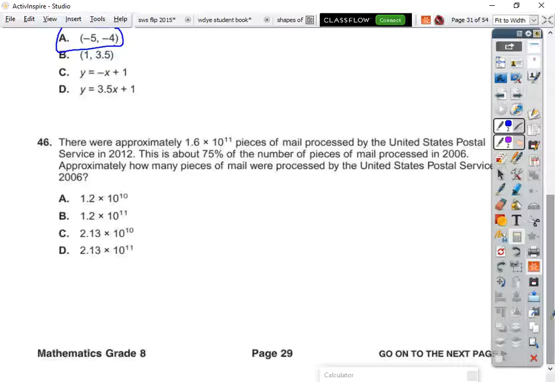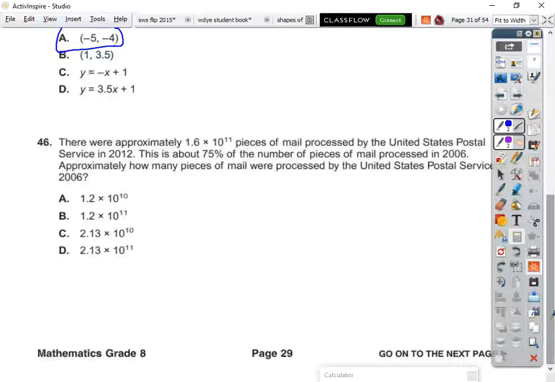There were approximately 1.6 times 10 to the 11th pieces of mail processed in the United States Postal Service in 2012. This is about 75% of the number of pieces of mail processed in 2016. Now that has to do with the use of the internet. Less people are sending letters now. Approximately how many pieces of mail were processed by the United States Postal Service in 2016?